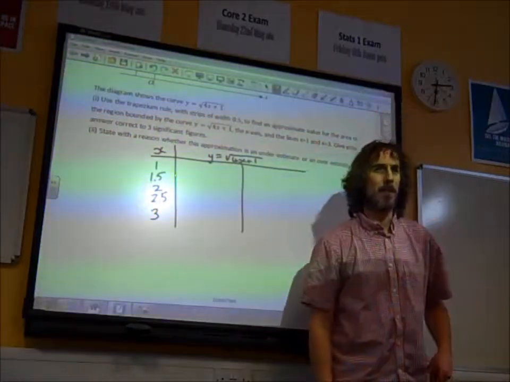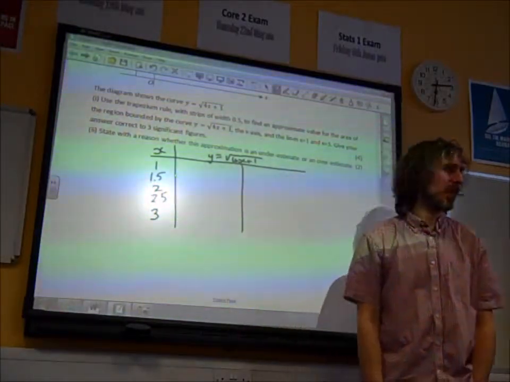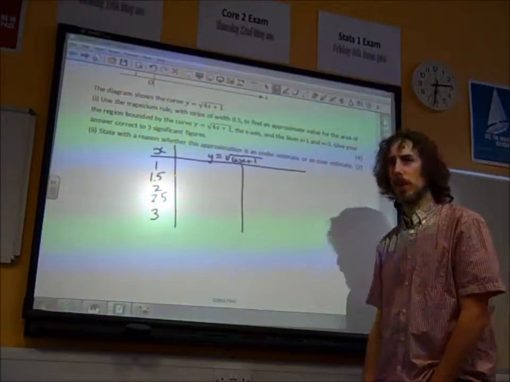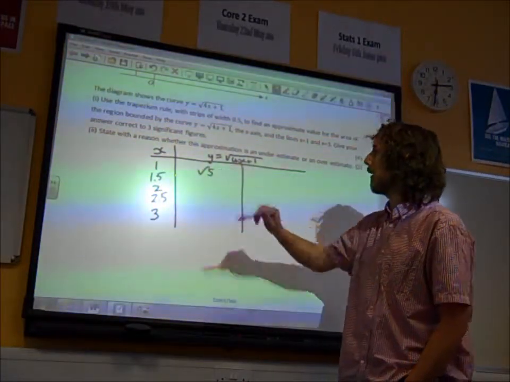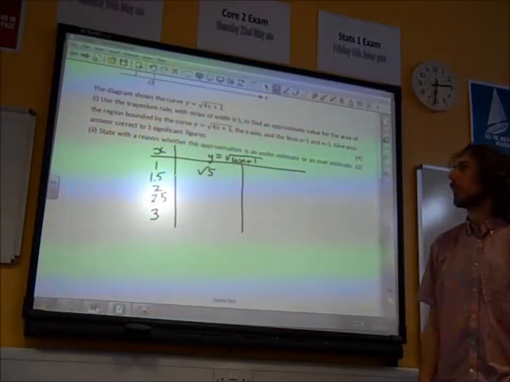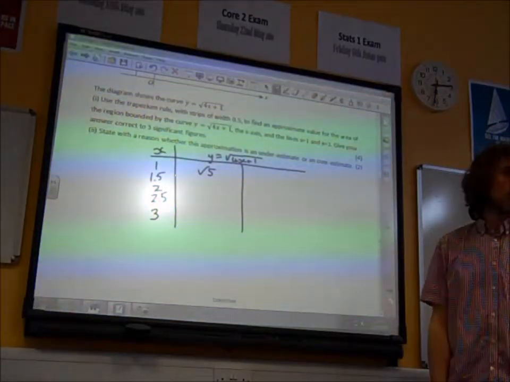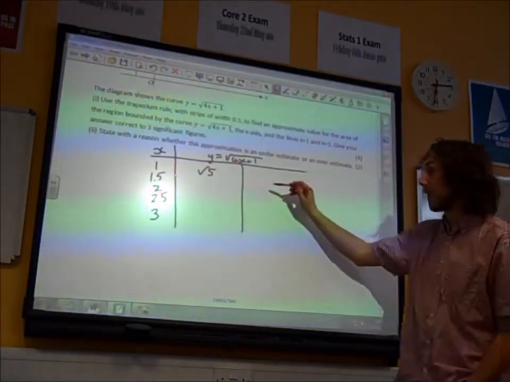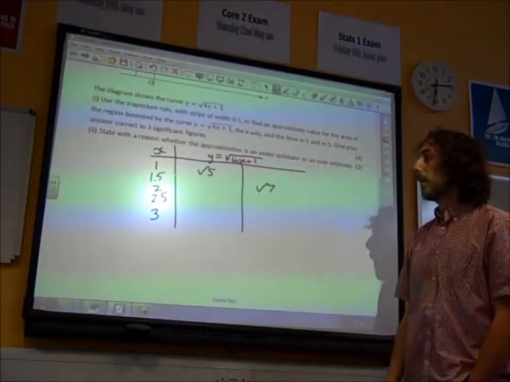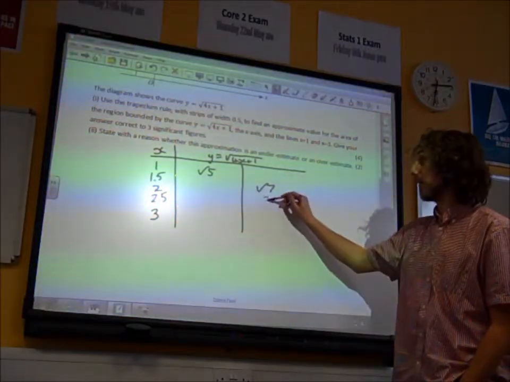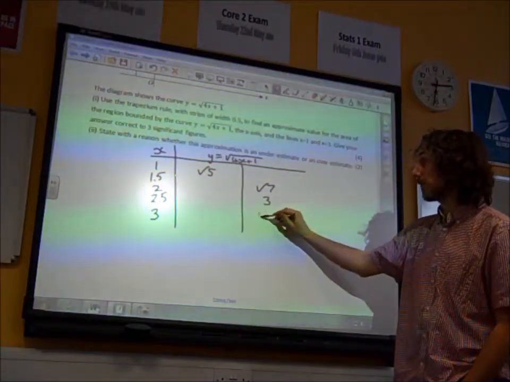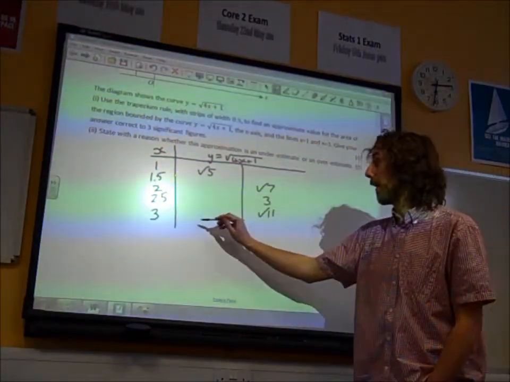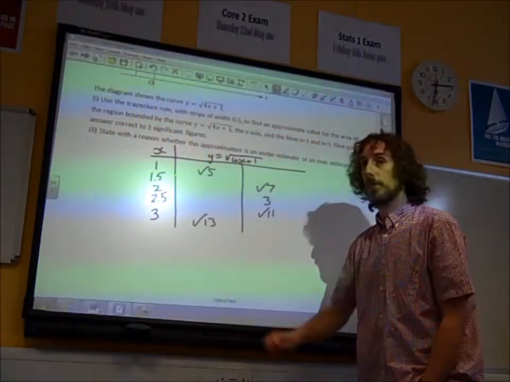Now we don't really need to, but these are such simple numbers that we may as well work with the exact values in our table here. We would have root 5, wouldn't we? There. 4 times 1 plus 1. 4 times 1.5 plus 1 is root 7. Then we'd have root 9, which is 3. Then we'd have root 11. And finally we would have the square root of 13.